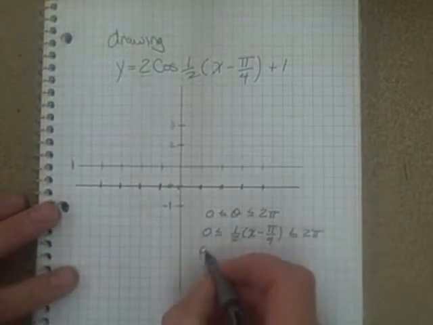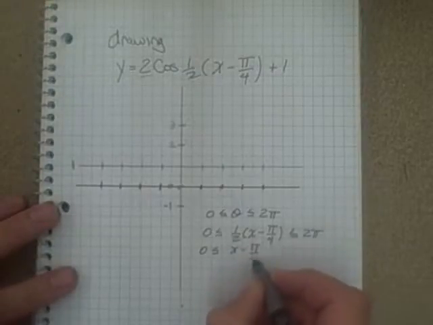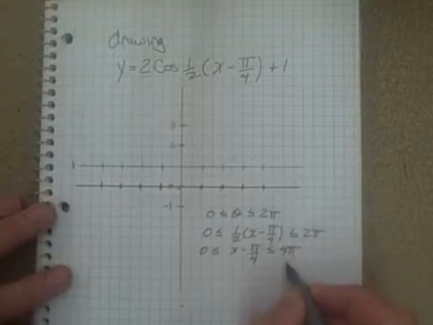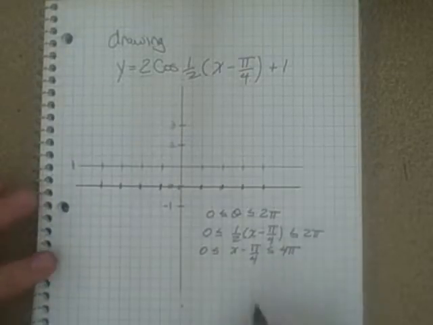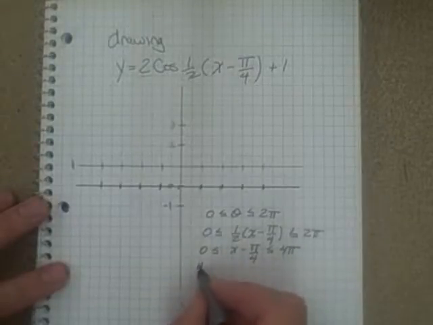So multiplying by 2, this is still 0. This becomes x minus a quarter pi. And we have to multiply by 2, so this becomes 4 pi out here. Keep on working, add a quarter pi to get rid of it with the x here. Add a quarter pi, this becomes a quarter pi.